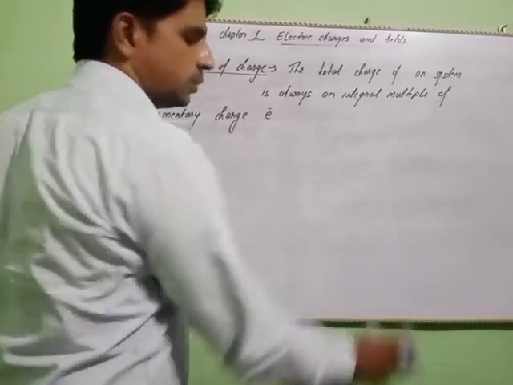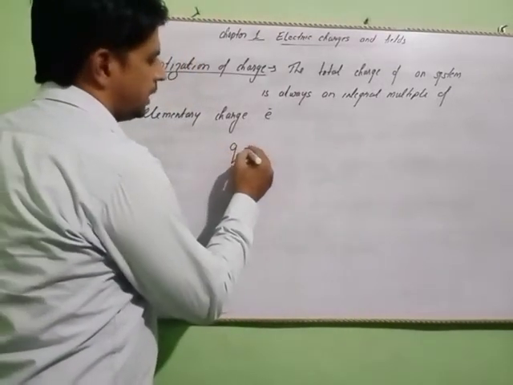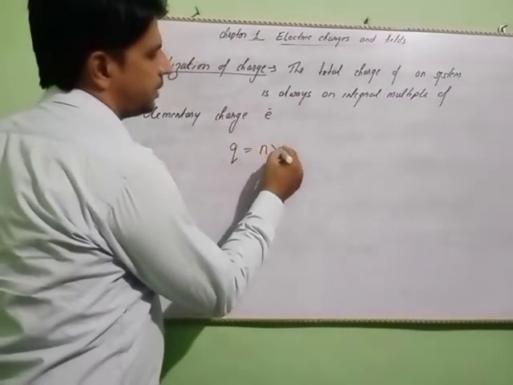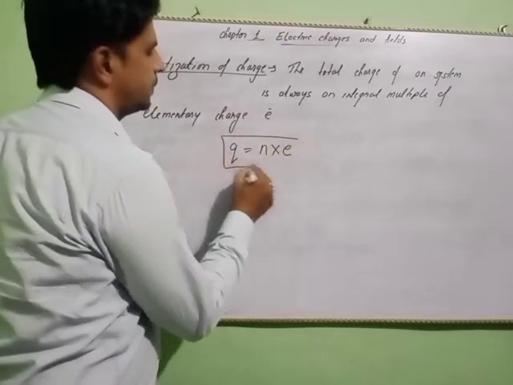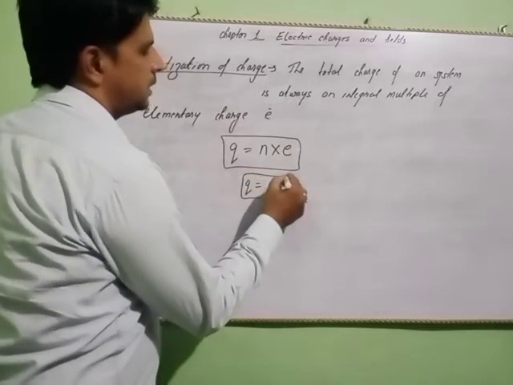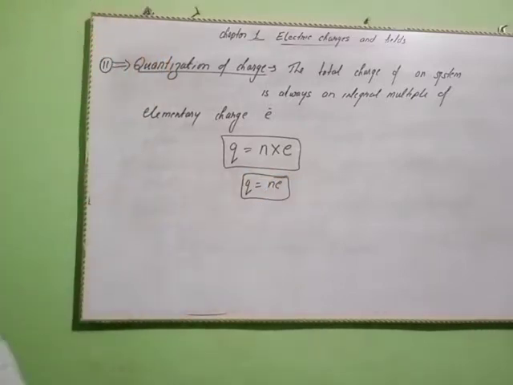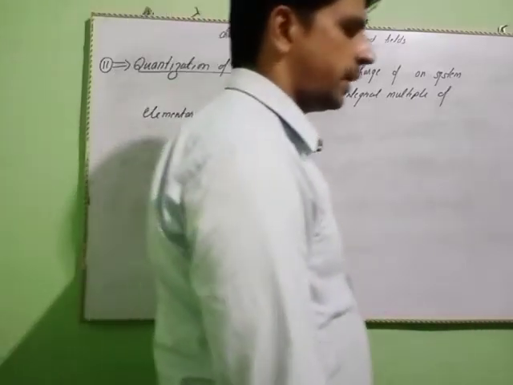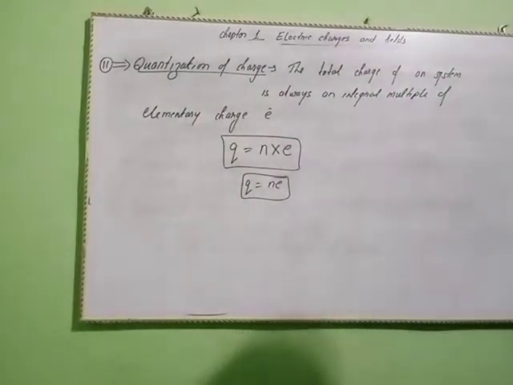Means the total charge of a system Q is always an integral multiple of electron charge e. So Q is equal to n times e. This is known as quantization of charge.